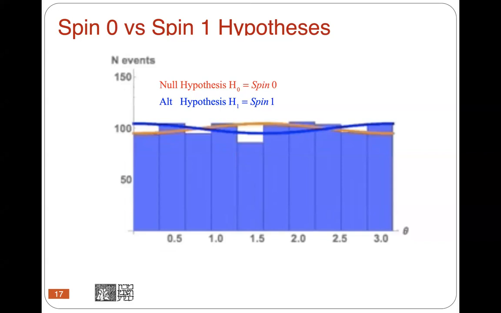And here, wow, you don't really know what to do. I mean, if you use your imagination, it can describe both the spin zero and the spin one. So which one is which? How do you make some statement about the compatibility of the data with any of the hypotheses?